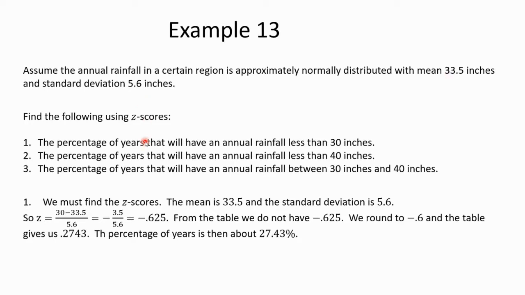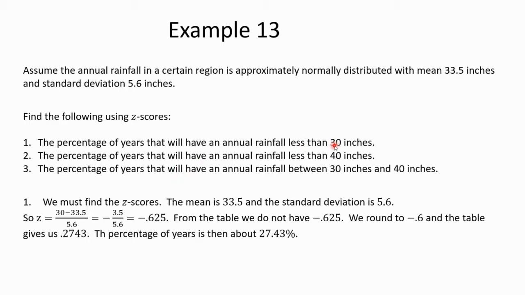So now what we want to know is the percentage of years where the annual rainfall is less than 30 inches. All they're trying to ask you to do is find the area under the graph of the normal distribution to the left of 30. Percentage of data values to the left, that's area under the graph to the left. Percentage of data values is the same as area. And in this case, the data values are years.